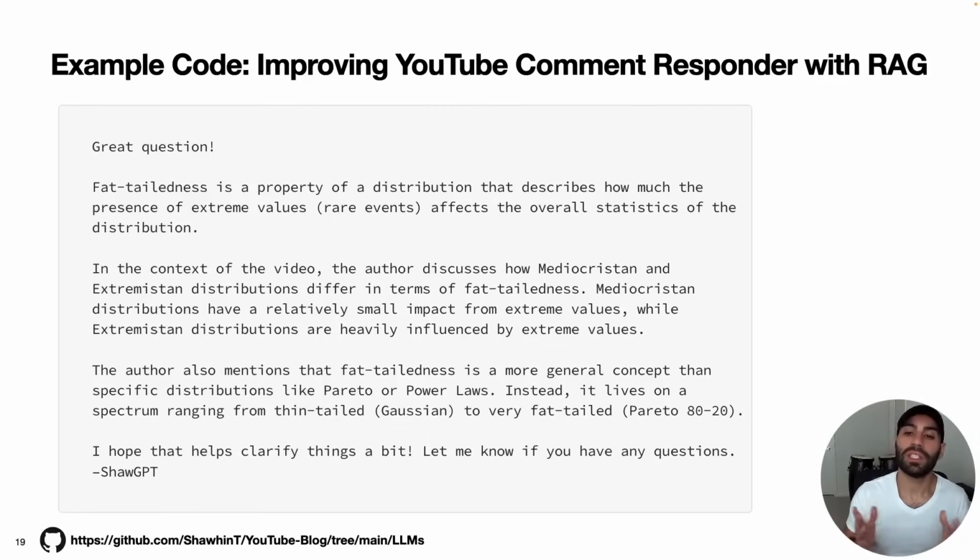ChatGPT. So this does a much better job at capturing the way I described fat-tailedness in my video. It defines fat-tailedness as how much rare events drive the overall statistics of a distribution, and it even talks about mediocristan and extremistan, which is something I talked about in the video to frame the difference between thin-tailed and fat-tailed distributions. I also like that it mentioned that fat-tailedness is not like a binary thing, which is something I talked about in the video, but rather it lives on a spectrum from not fat-tailed to very fat-tailed.